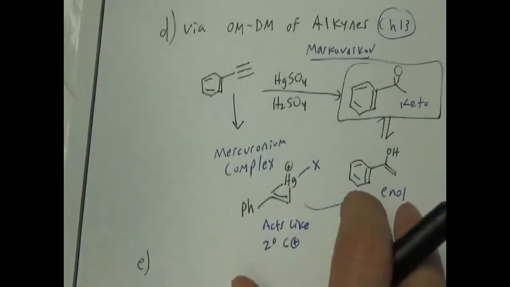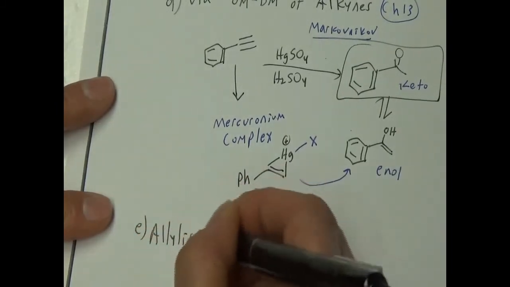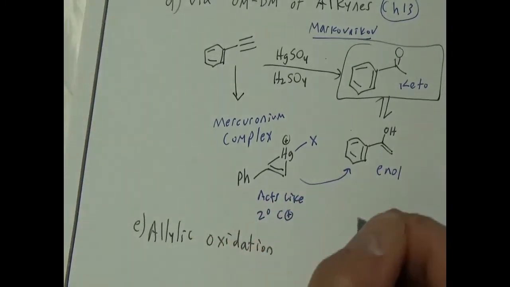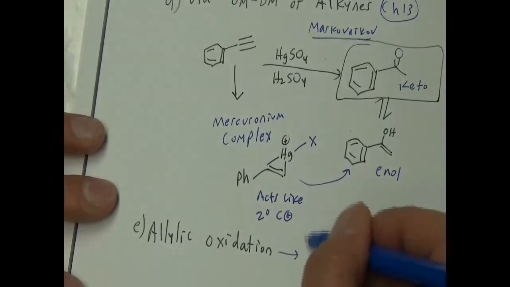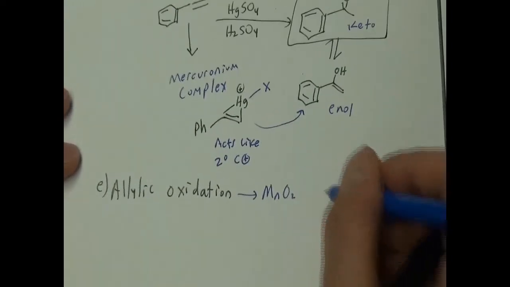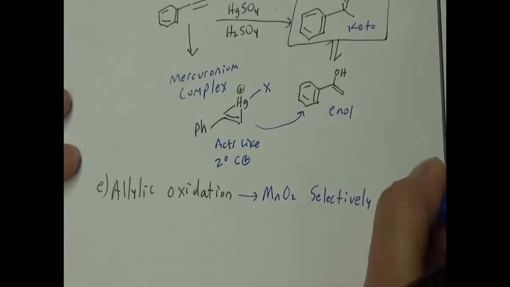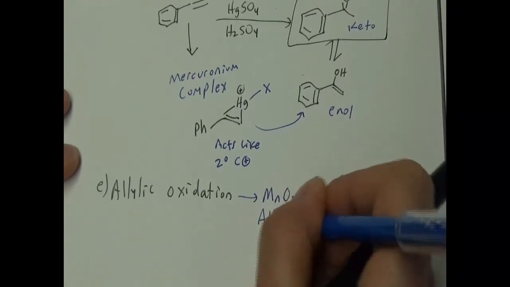The book mentions one more method. I'll mention it very briefly. It's called allylic oxidation. Manganese oxide, MnO2, selectively oxidizes allylic alcohols.